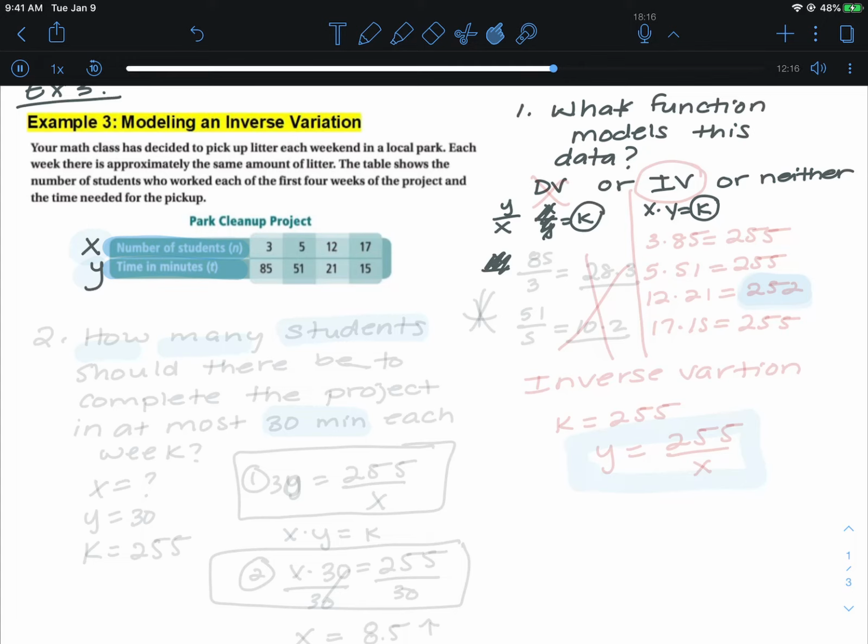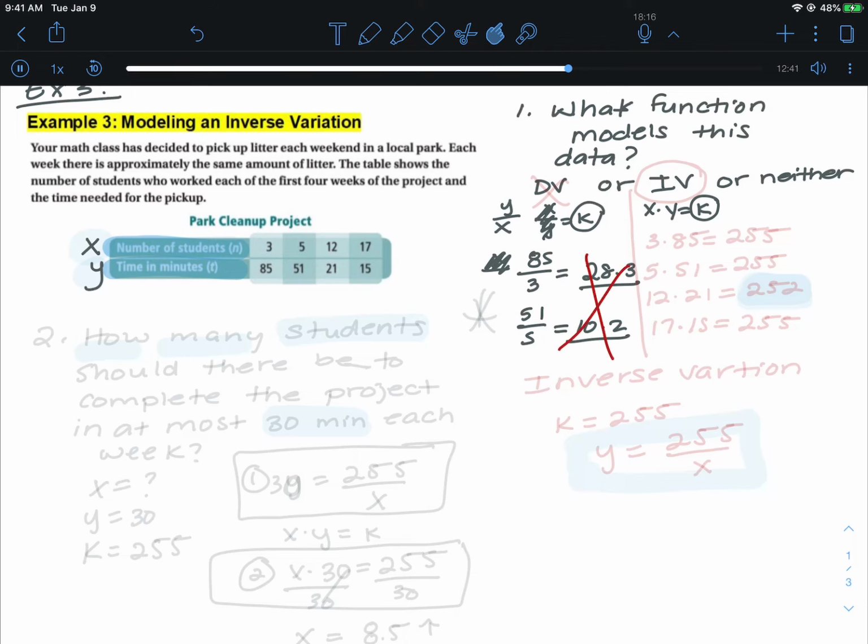So let's do the y, which is 85, divided by 3, okay? That right there is going to give you 28.3. Okay, let's do 51 divided by 5. Gives me 10.2. So are these the same k values? No, they are not. So therefore, it is not going to be direct variation.